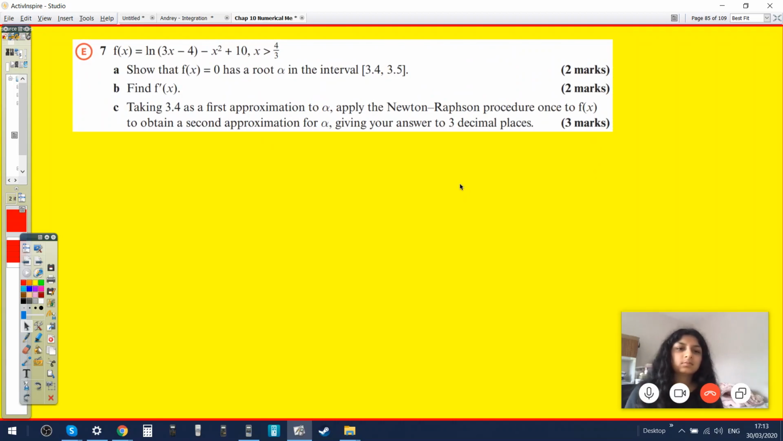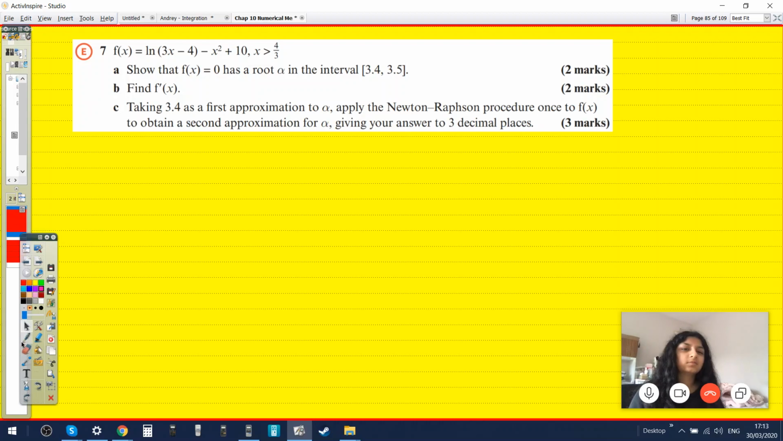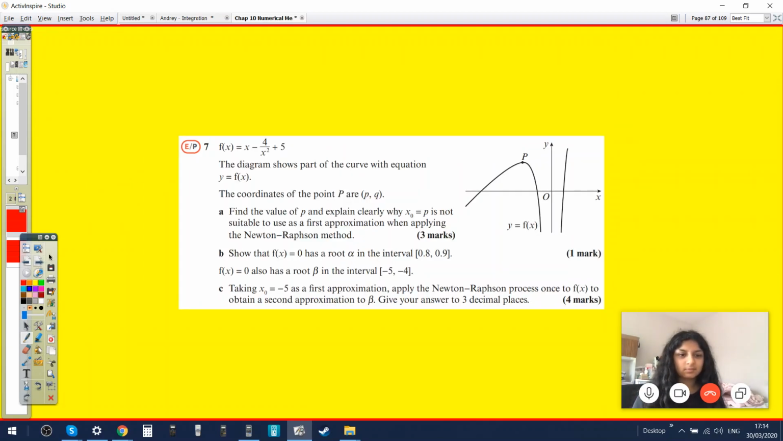Ln. What would be the derivative of ln? 1 over 3x minus 4. Almost. What's the derivative of 3x minus 4? Oh, times 3. So 3 over 3x minus 4. Yeah. Minus 2x. And the rest of it is fine. That's just differentiation, really.